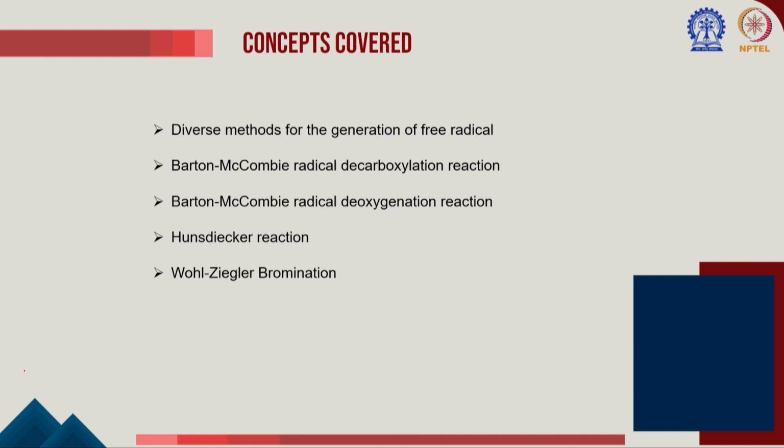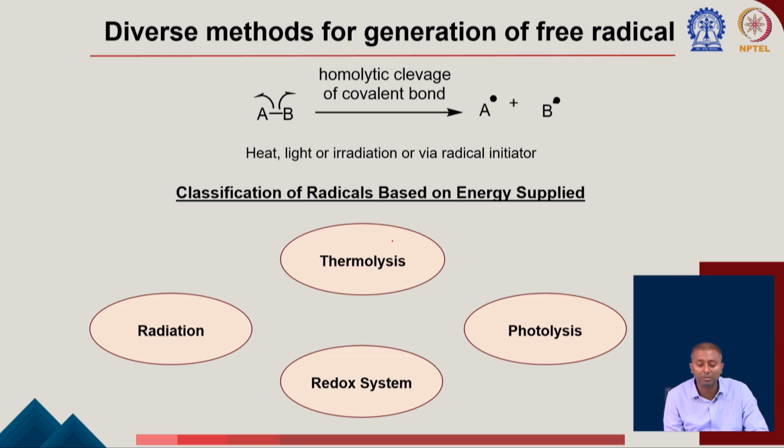In this class I am going to talk first about the diverse methods for the generation of free radicals. Then I will talk about various name reactions, like the Barton-McCombie radical decarboxylation and the Barton-McCombie radical deoxygenation. Then there will be the Hunsdiecker reaction, the Wohl-Ziegler bromination, and several variations of the Hunsdiecker reaction, which I will also explain in the class. So let's start with the radical, which I started talking about in the last class.